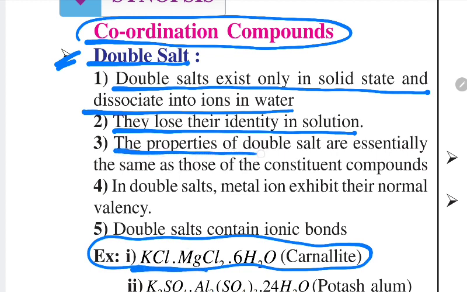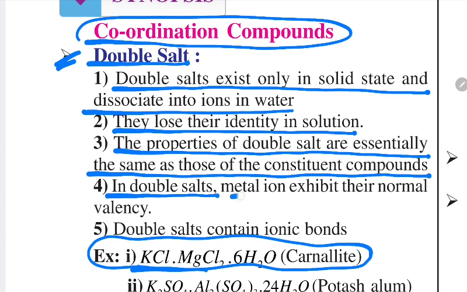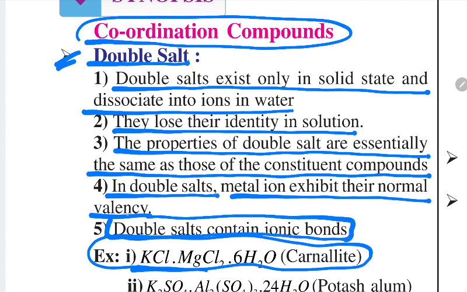Third, the properties of a double salt are essentially the same as those of the constituent compounds. So the constituent elements have similar properties. Next, in a double salt, metal ions exhibit their normal valency. Double salts contain ionic bonds, so you will always find that a double salt has an ionic bond.